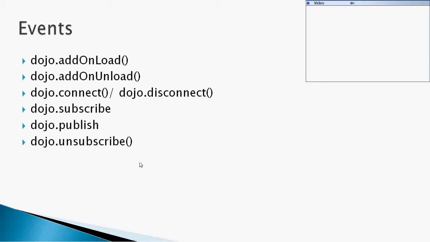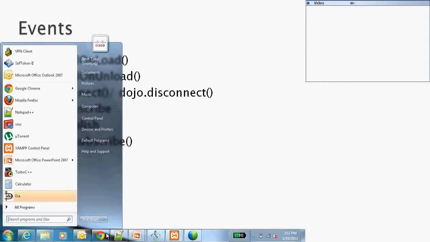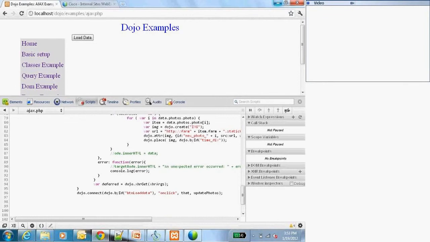Dojo.connect allows you to add callbacks for any events: for click, for key press, for mouse move. All those things you can add an event callback to, and inside your callback you can handle the event and do some action. We'll talk a little more about Dojo.subscribe and publish here. Before that, let's quickly see this event thing.